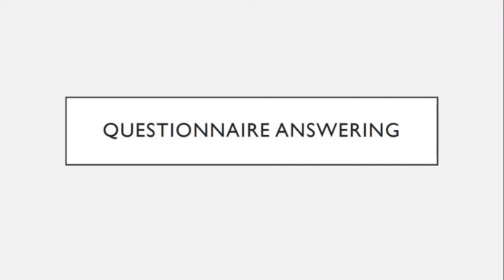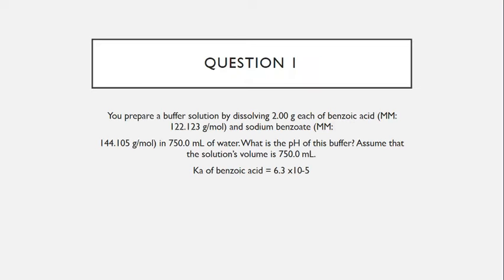Now, we shall answer the questionnaire given by Professor Jenny. Question 1. You prepare a buffer solution by dissolving 2 grams each of benzoic acid and sodium benzoate in 250 mL of water. What is the pH of this buffer? Assume that the solution's volume is 750 milliliters and the Ka of benzoic acid is 6.3 times 10 to the negative 5.